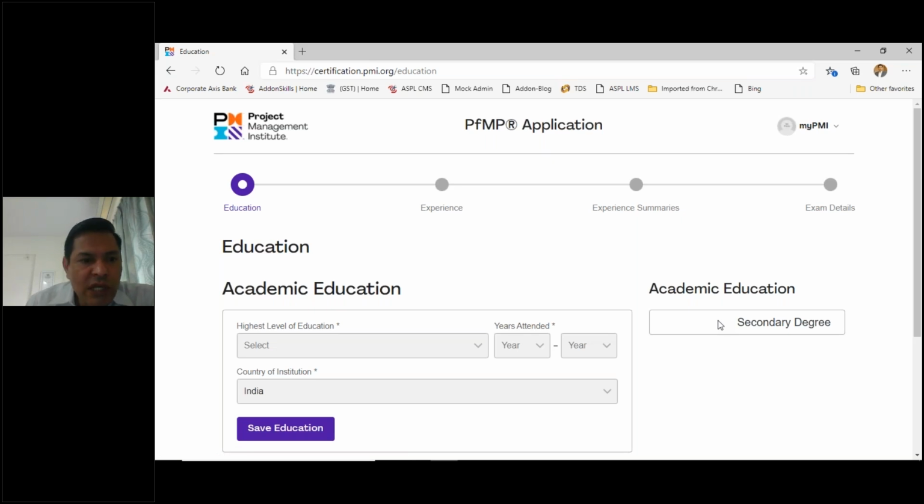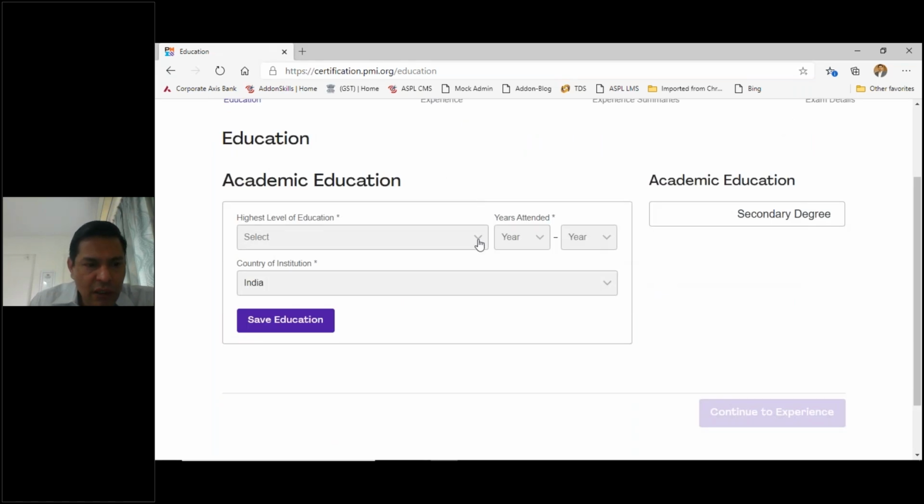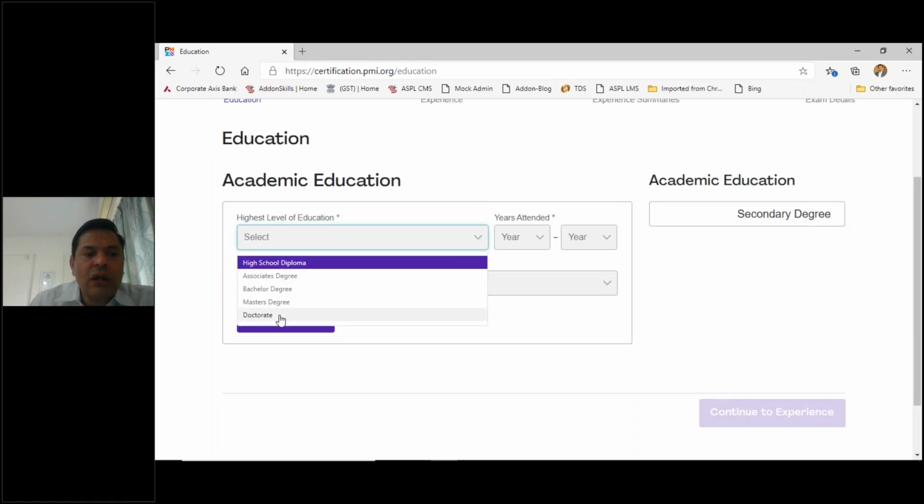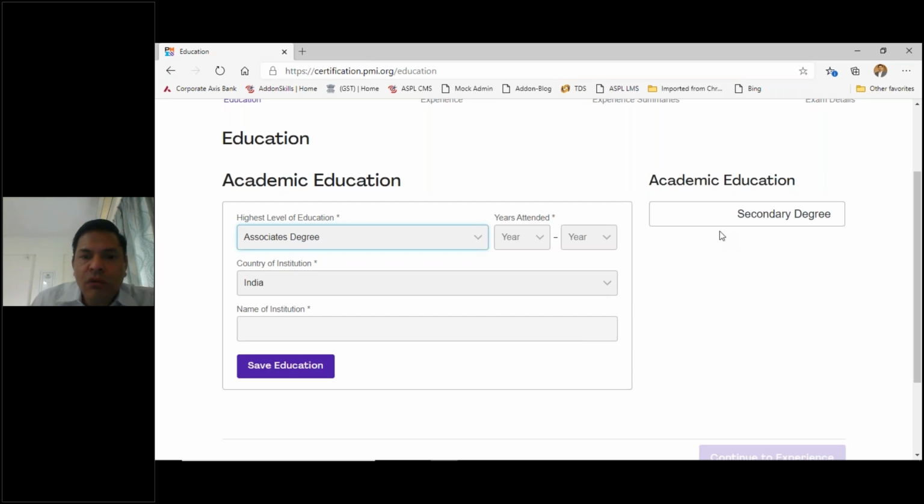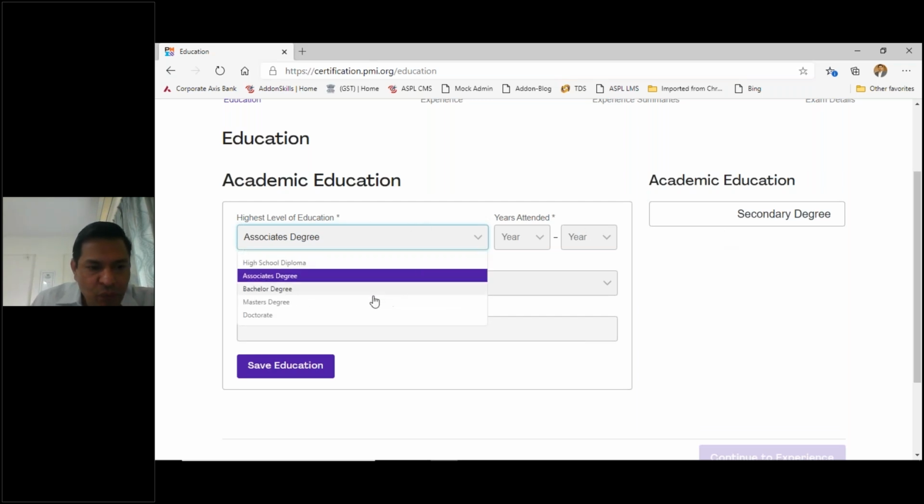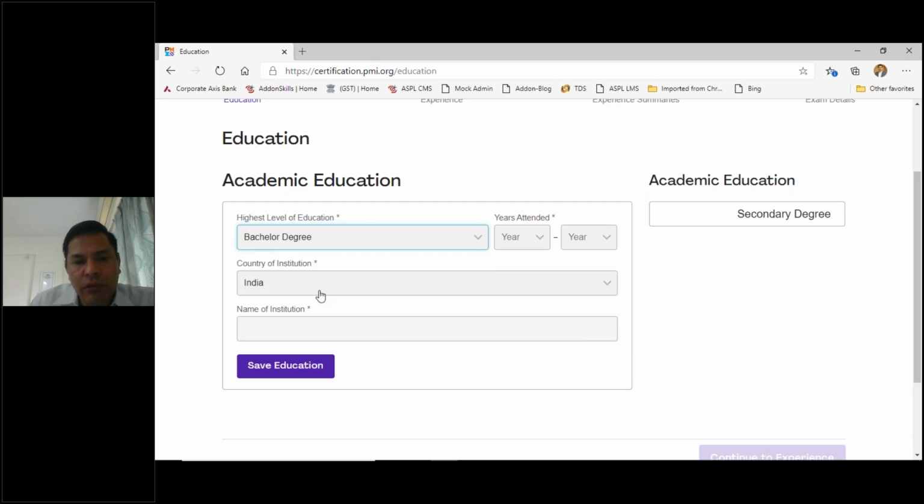There are 4 simple forms which you can see on my screen: your education background, your portfolio experience, your experience summaries, and just exam details. So very simple. Here you will have to say whether you have an associate degree, bachelor degree, master degree, or a doctorate. If you say associate degree, secondary degree, then you will have to show, as I said, 84 months of portfolio management experience. But if you show a bachelor or master degree, then you will have to show only 48 months of portfolio experience. The business experience in every condition will remain the same, whether you have an associate degree or a bachelor degree, whether you have done your education from PMI GAC approved universities or education institutions. So the business experience will remain 96 months in every condition.